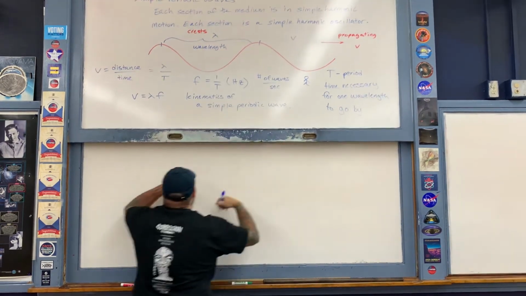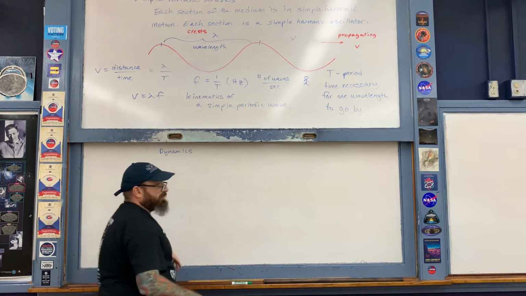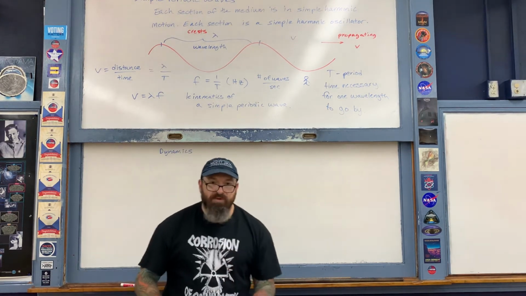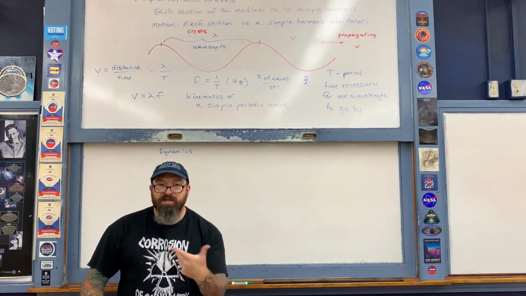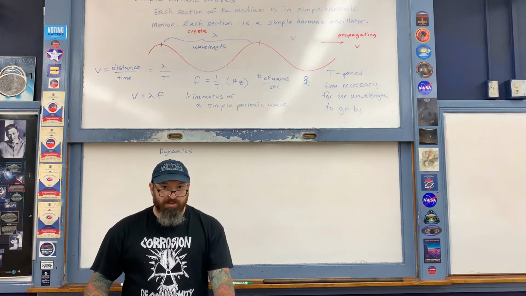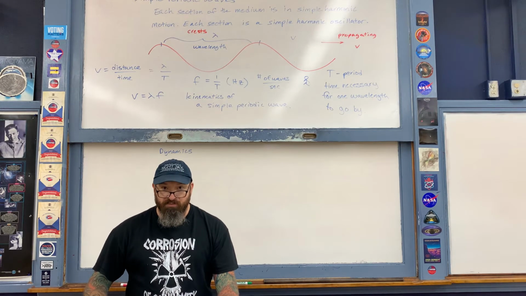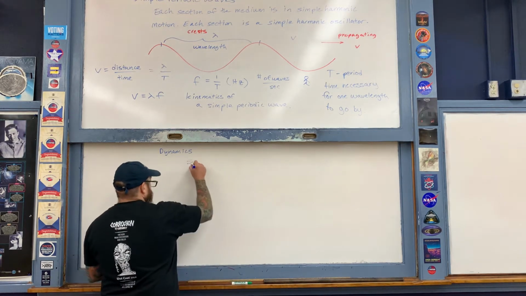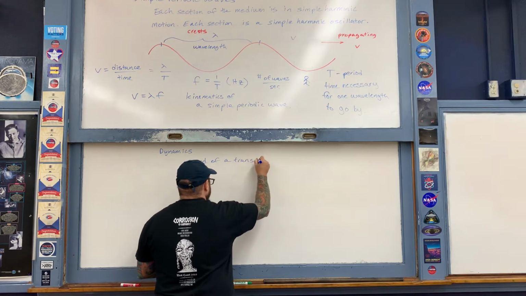Okay, now what about a basic introduction to the dynamics of a simple periodic wave? In other words, if you applied F equals ma to such a situation involving a spring. It's actually a pretty complicated problem mathematically to describe. It's well beyond the scope of this course. However, if you do apply F equals ma to transverse simple periodic waves, you could actually derive an expression for the speed of the wave. The speed of a transverse wave.